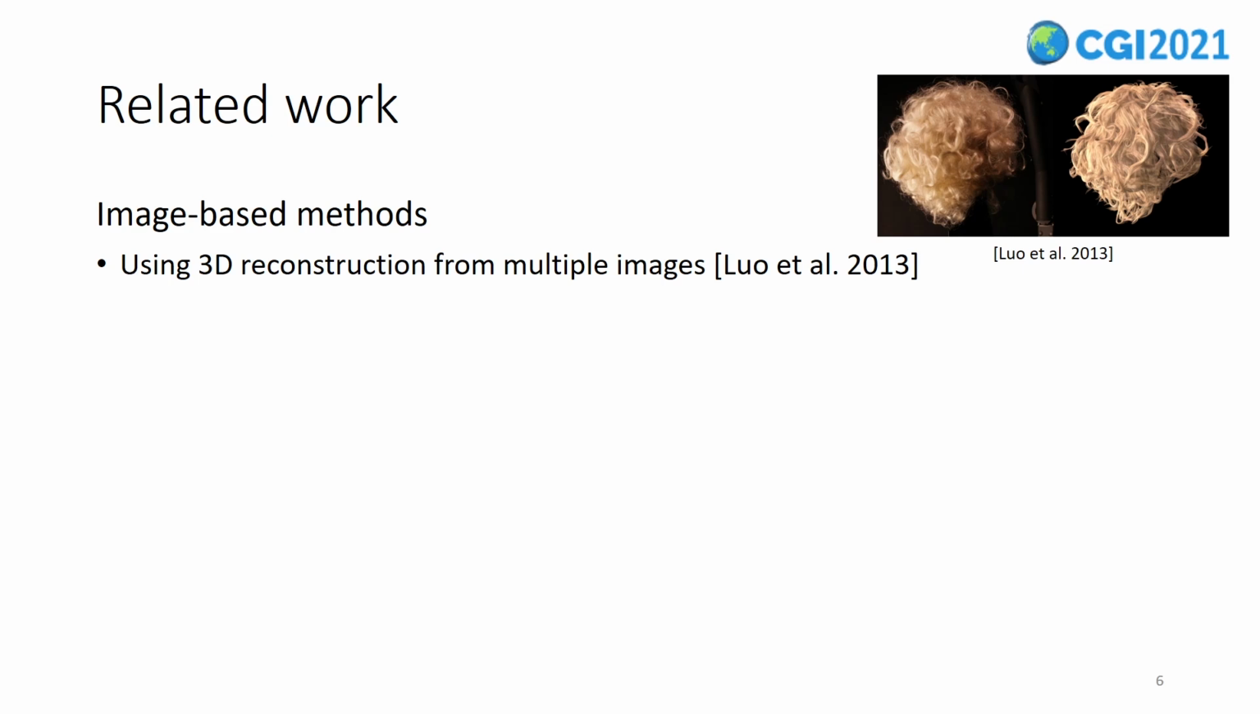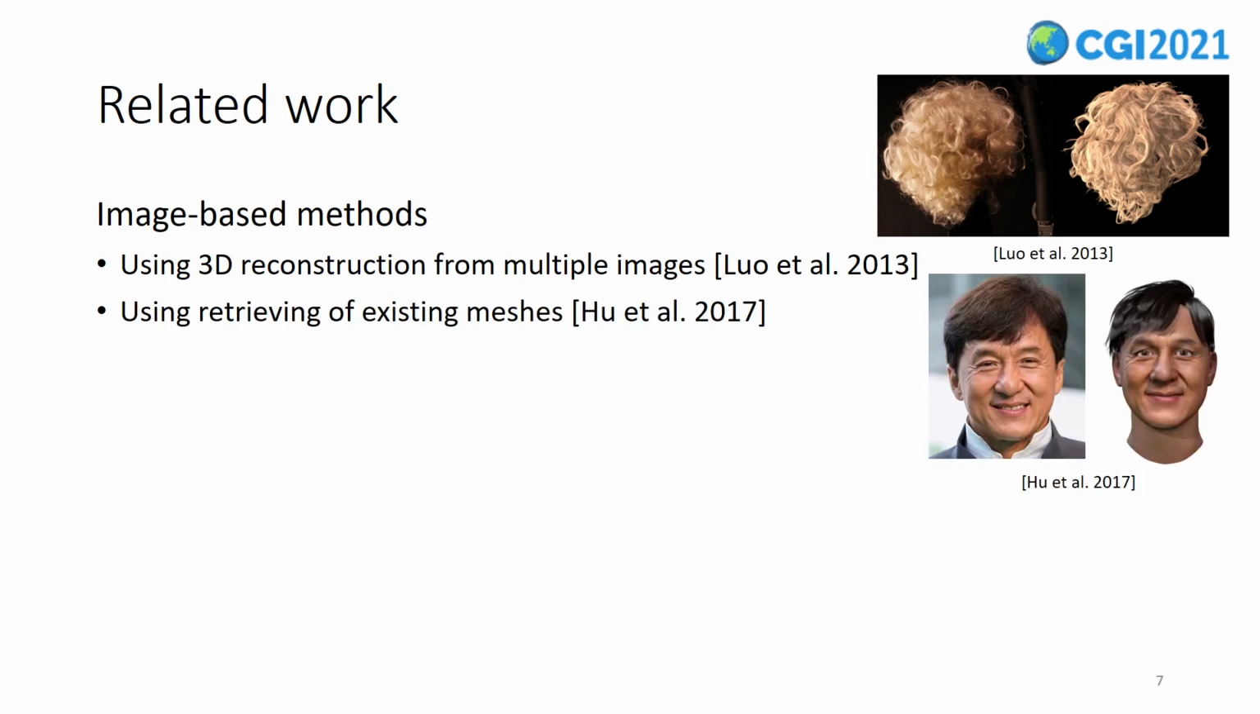Hair generation is a well-known problem which has multiple solutions. First there are the methods using images, such as the ones that use multiple images to create a 3D reconstruction of the hair. Then there are methods that use existing meshes to retrieve a similar haircut based on an image.